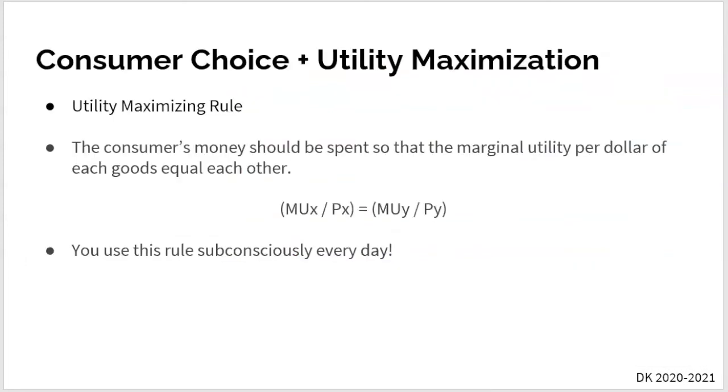And so this leads to something called the utility maximizing rule. What the utility maximizing rule says is that we're going to spend our money up to the point where the marginal utility per dollar equals each other. So what this equation is trying to tell us is that we're going to spend up to the point where the marginal utility of good X over the price of good X equals the marginal utility of good Y over the price of good Y.